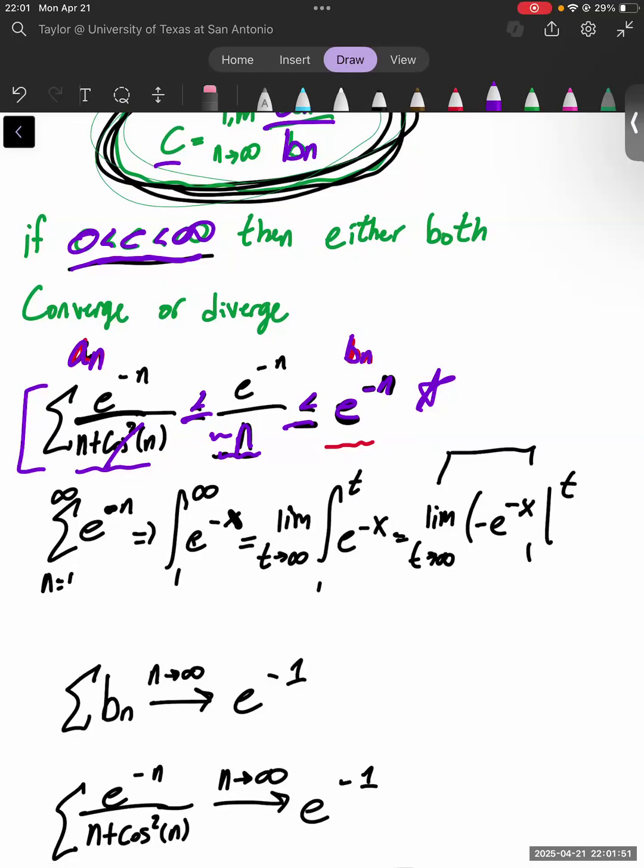And so what I have is the series from n equals 1 to infinity of e to the negative n. Then I can change this into an integral on the bounds 1 to infinity of e to the negative x. I know that this is an improper integral, so what I'm going to go ahead and do is take the limit as t approaches infinity of the integral on the bounds 1 to t of e to the negative x. And I'm going to evaluate this integral here, giving me negative e to the negative x on the bounds 1 to t.